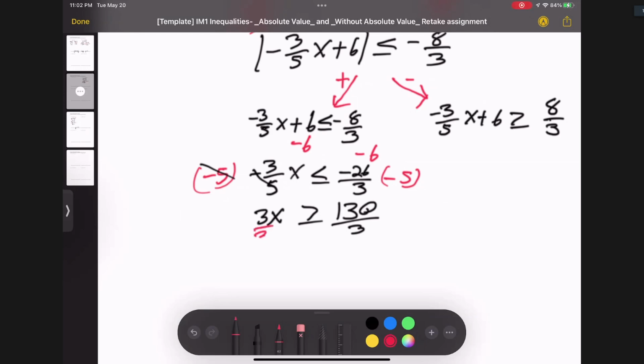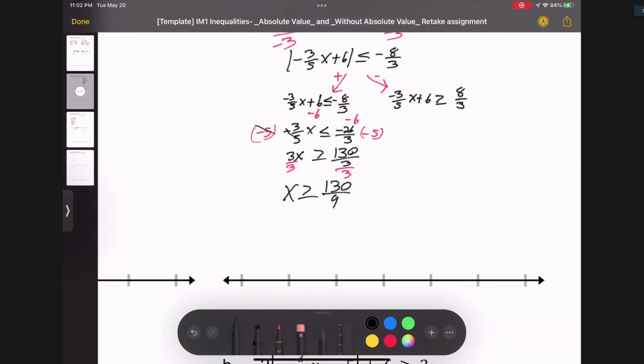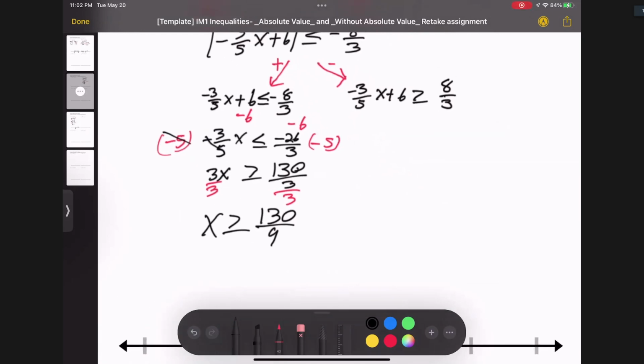Okay, sorry. Divide by 3 on both sides. You're going to have x greater than 130 divided by 9. And that's going to be for the right side. So let me just double check, making sure, because I'm getting kind of sleepy.